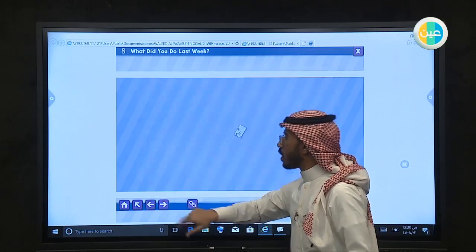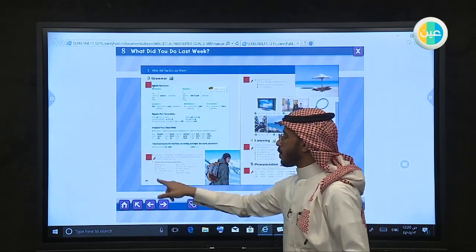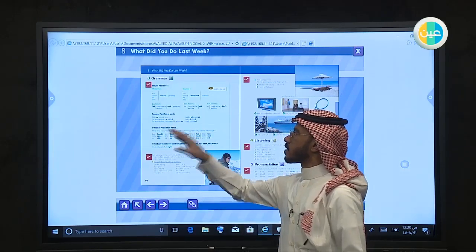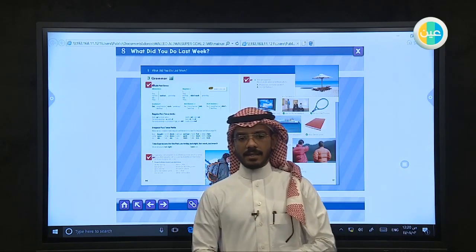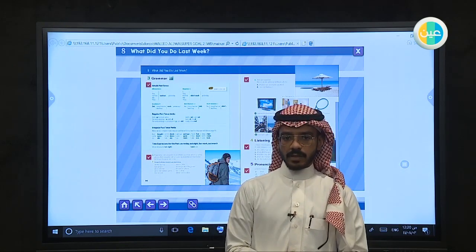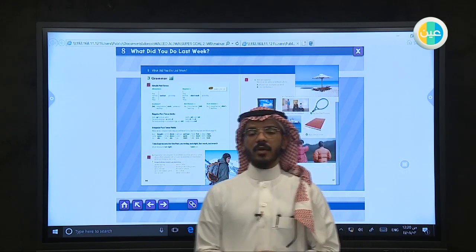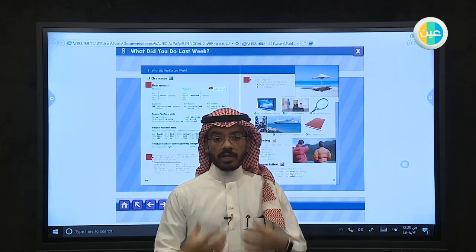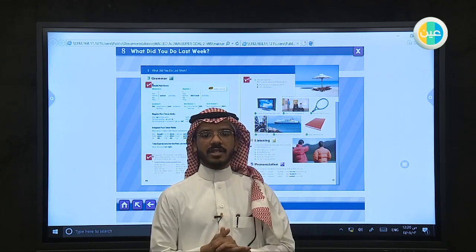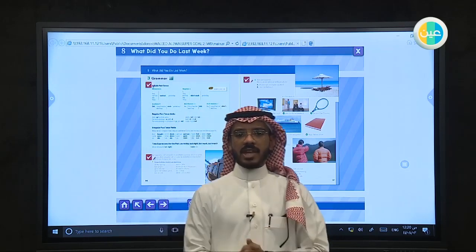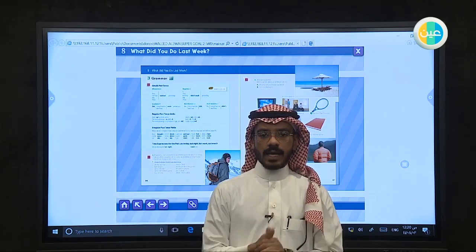Now let's move to number 3, grammar in page 66. في صفحة 66. Today we will talk about past simple, الماضي البسيط. When we use it, متى نستخدمه? We use past simple when we talk about something happened and completely finished. وانتهى تماما. شيء حدث في الماضي وانتهى تماما.